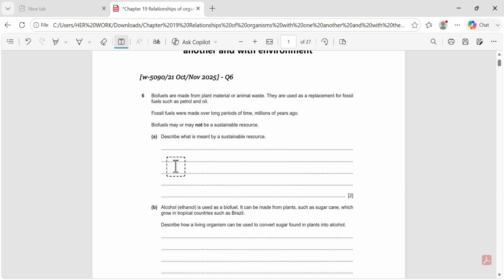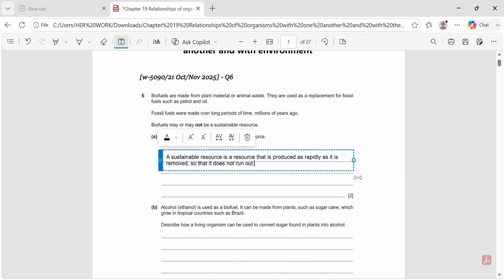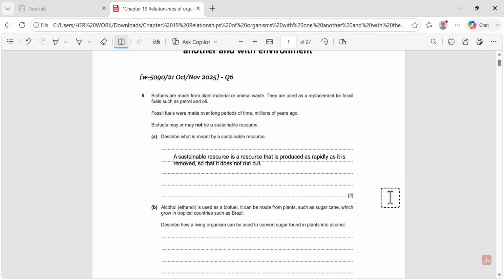Part A asks, describe what is meant by a sustainable resource. This is a straightforward definition question, so we simply write, a sustainable resource is produced as rapidly as it is removed, so that it does not run out.